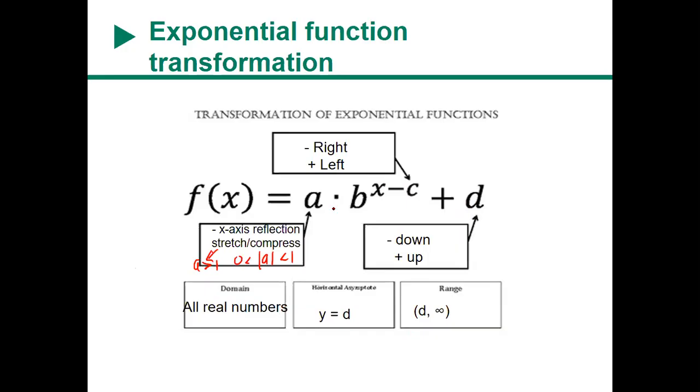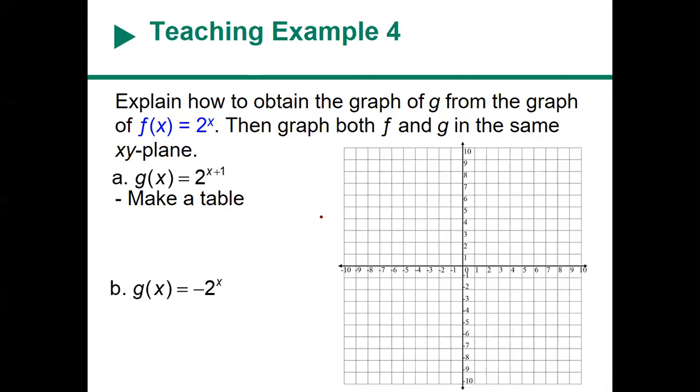Okay, they're in different positions, but the variables are the same for all transformations. So let's start here. Explain how to obtain the graph of g from the graph of f of x equals 2 to the x, then graph both f and g in the same xy plane, okay? So here we have g of x equals 2 to the x plus 1.